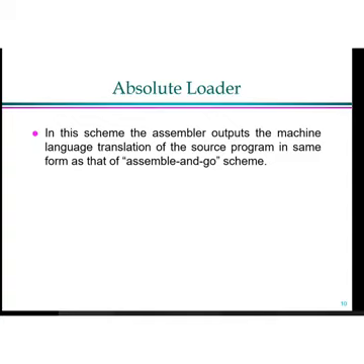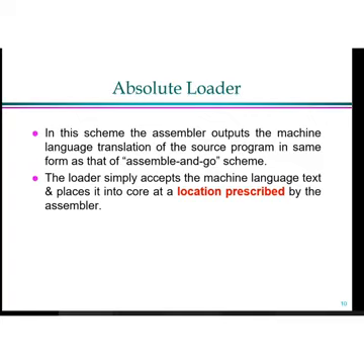So the assembler outputs the machine language code, like your assemble and go loader, but the difference is it translates the code with the location provided by the programmer in advance, and the same location is used by your loader to load it. So location is known in advance where my program will go.